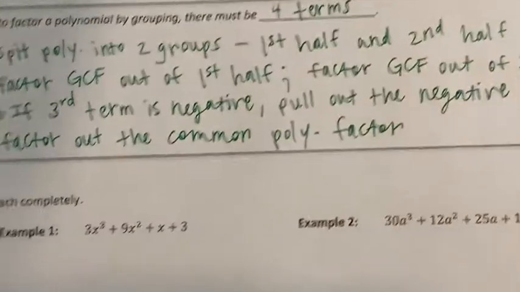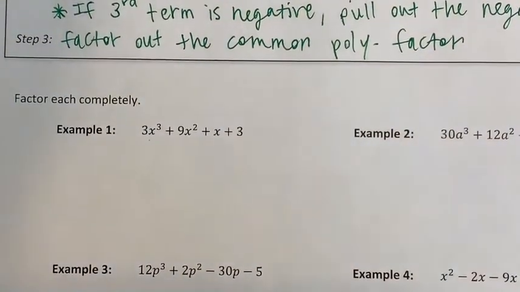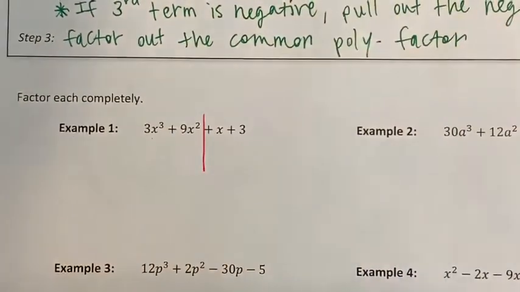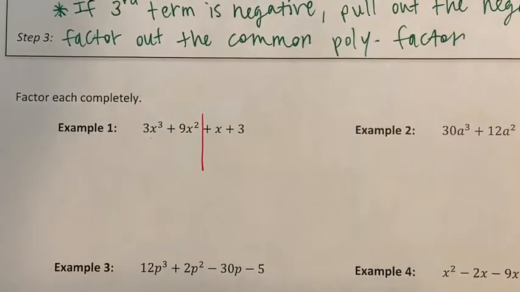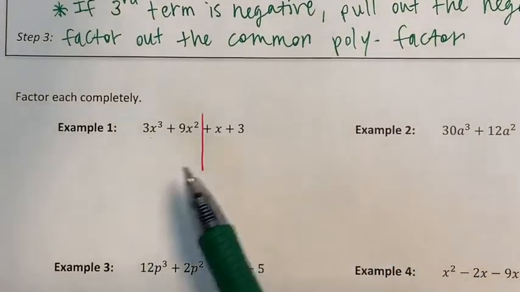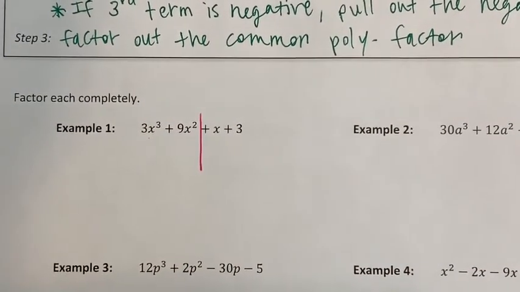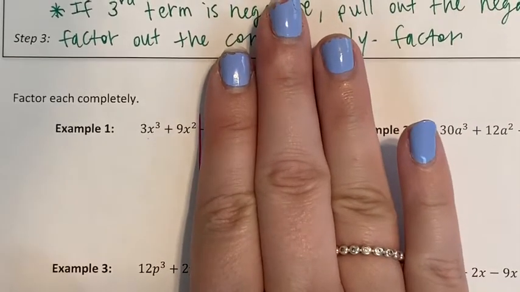So let's zoom on into example 1. The directions tell us to factor each completely. So right away I have 4 terms. I need to chunk it into the first half and the second half. So I often like to draw a line. Today I'll continue to do it in pink to show that this is me chunking it into first half and second half. Now, step 2, I just want to look at the first half. So ignore the second half of my polynomial.